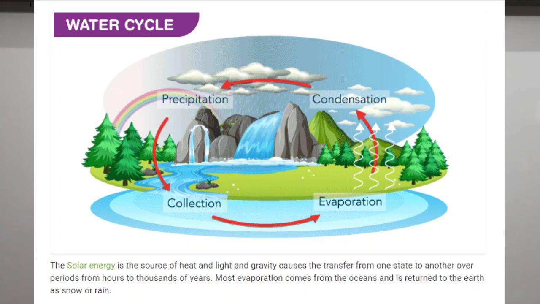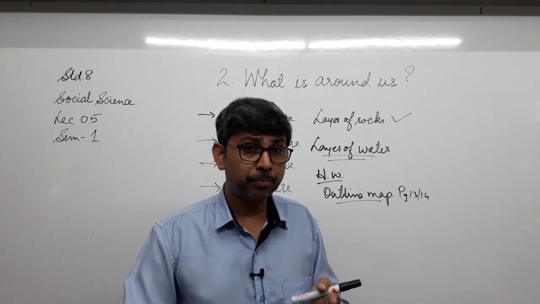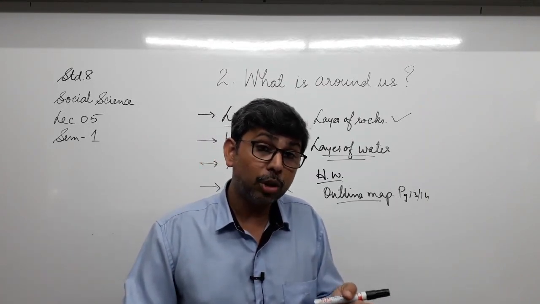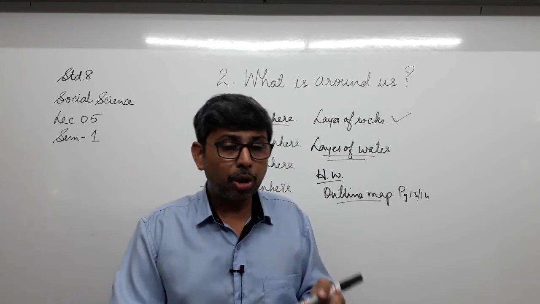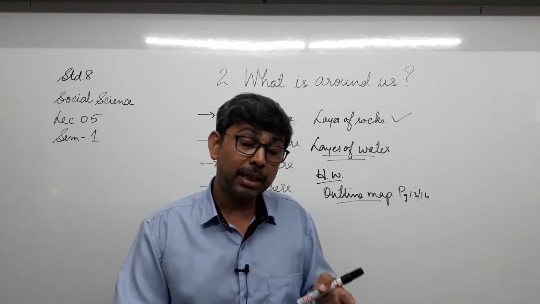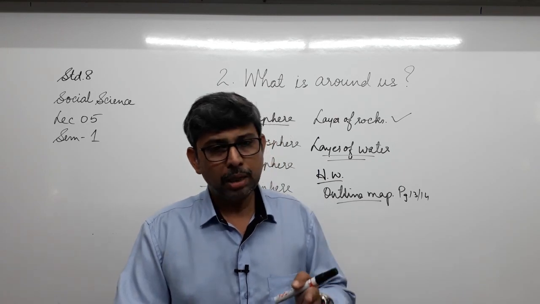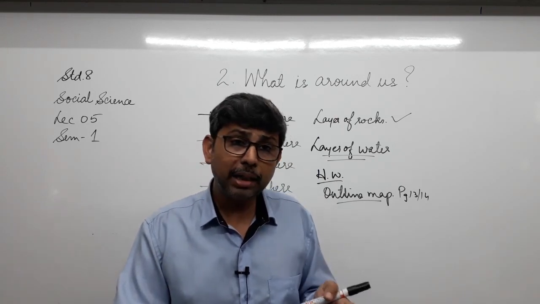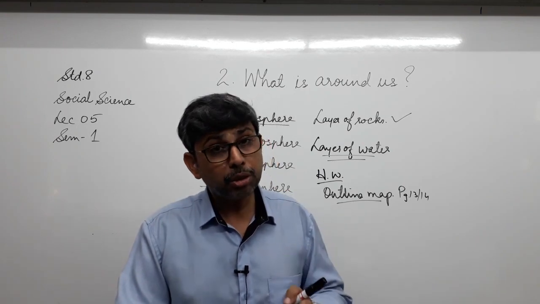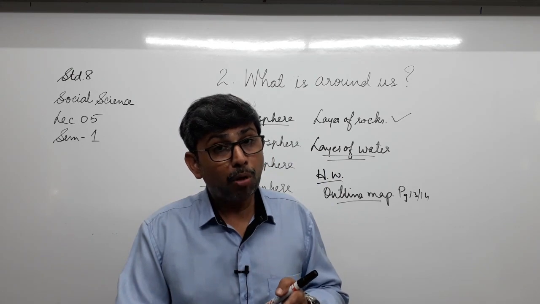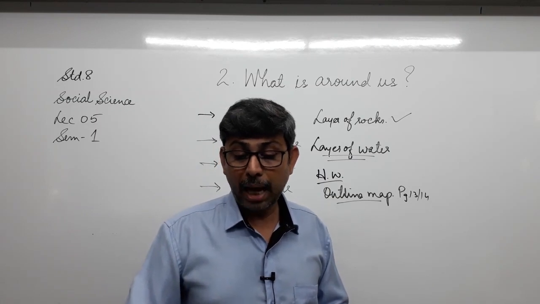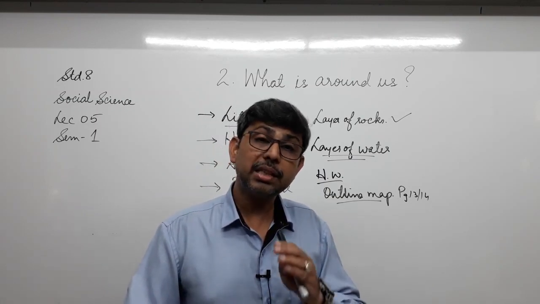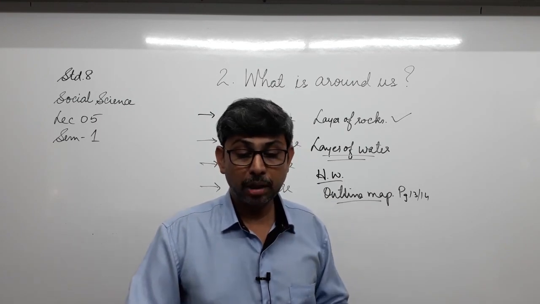Most evaporation comes from the ocean and returns to the earth as snow or rain. So most of the water gets evaporated from the large water bodies that we refer to as oceans. So most of the rain that we receive on the earth is because of the mass evaporation that has happened from the large water bodies. Well, we know that the streams, rivers and lakes also get dried up due to evaporation, but the majority of the water that goes up in the gaseous form is from the oceans. So most evaporation comes from the ocean and is returned to the earth as snow, and we get the same water back either in the form of snow or in the form of rain.